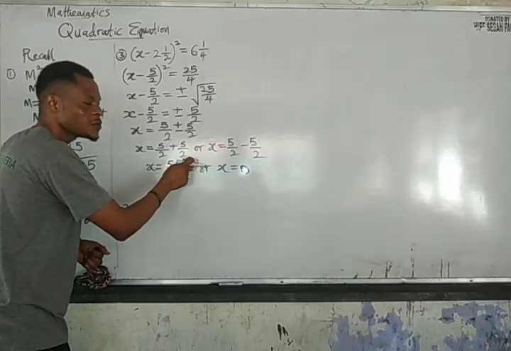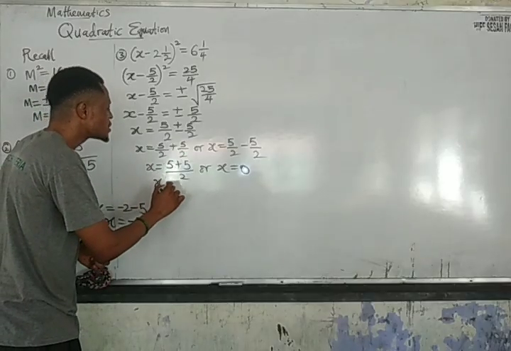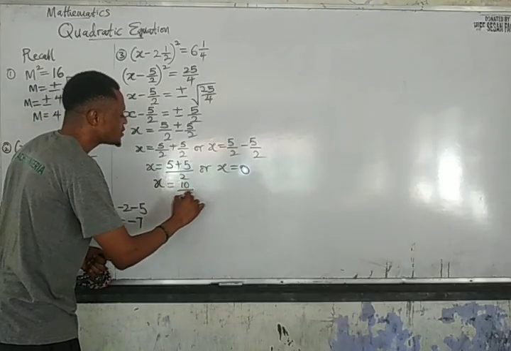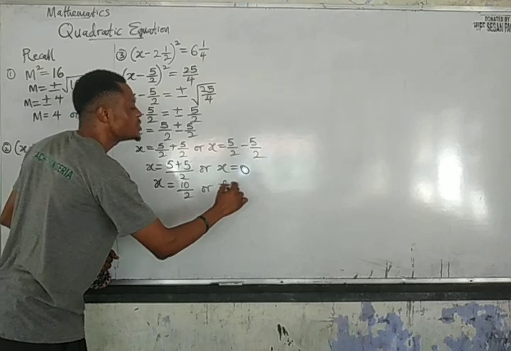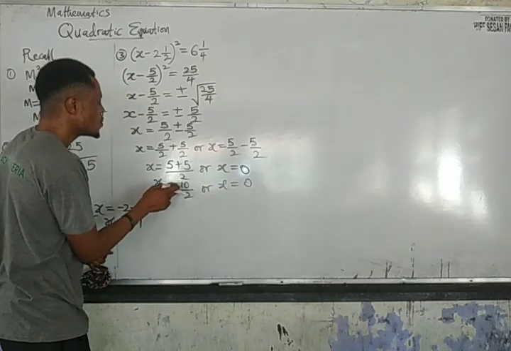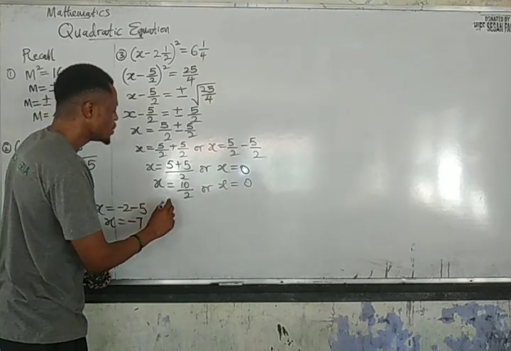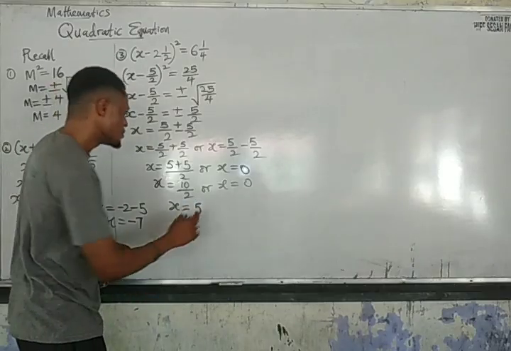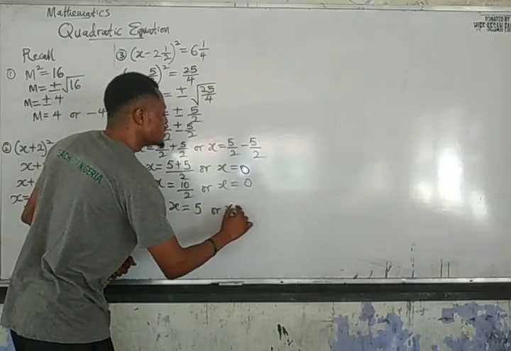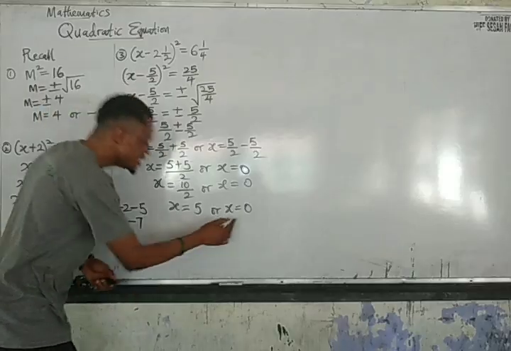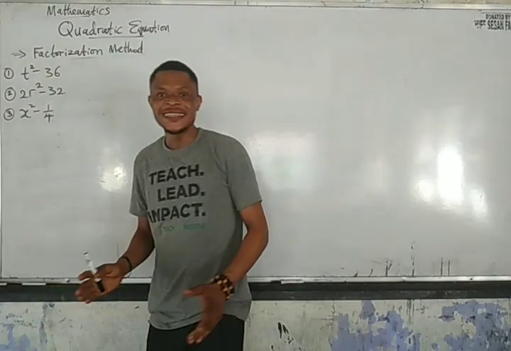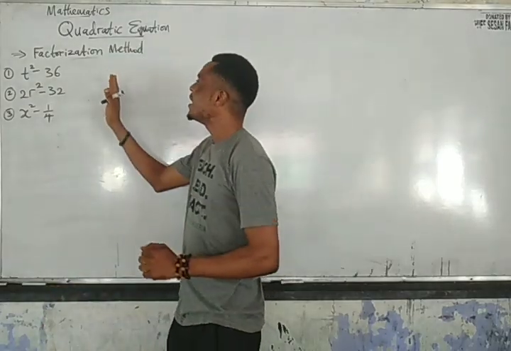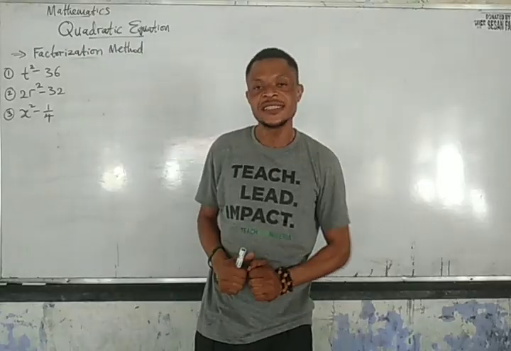So 5 plus 5, this will give us 10 all over 2, or an x, which is already 0. So 10 over 2 will give us 5, or x is equal to 0. Easy. Alright, having done that, let's try to move into the factorization method.